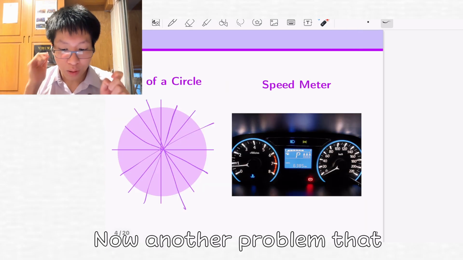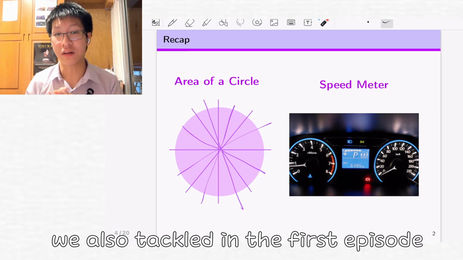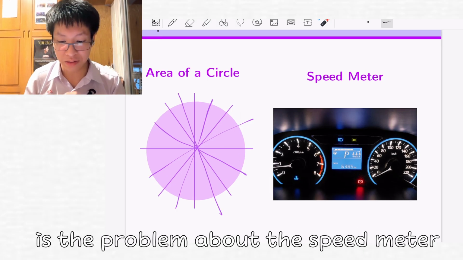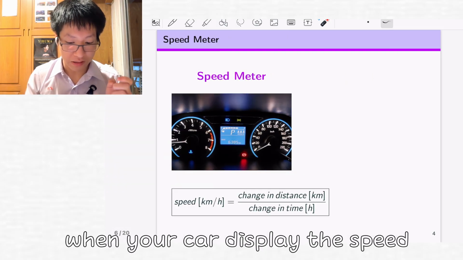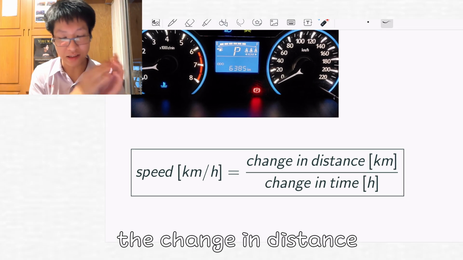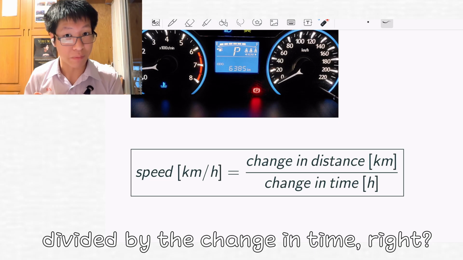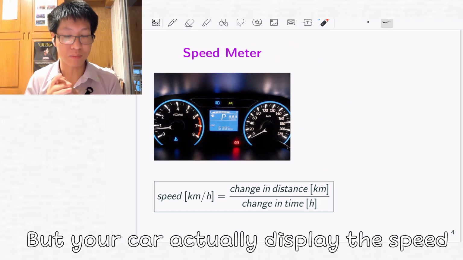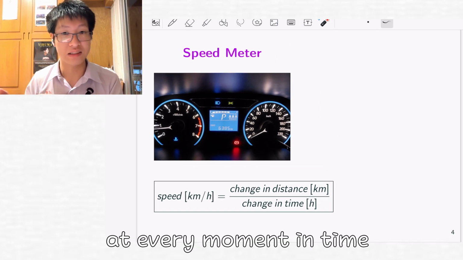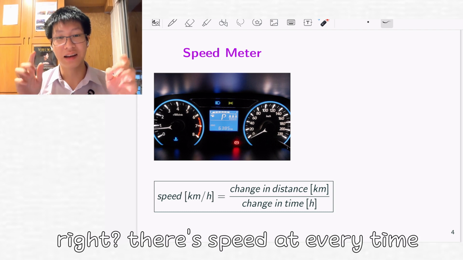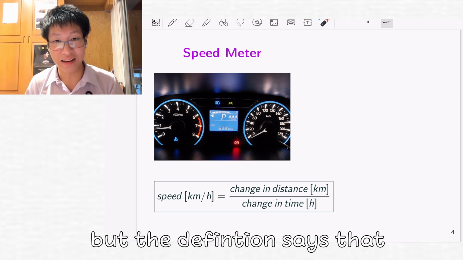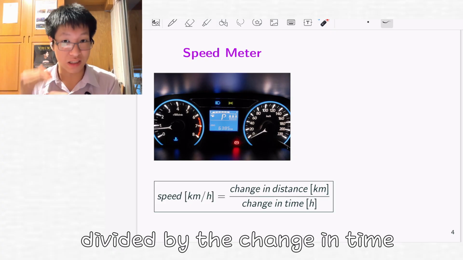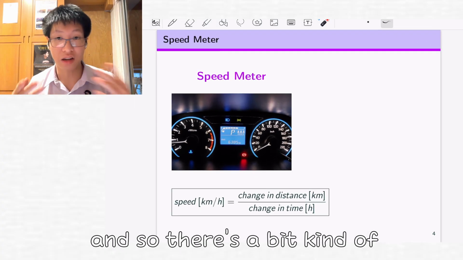Now, another problem that we also tackled in the first episode is the problem about the speed meter. When your car displays the speed, the definition of speed is the change in distance divided by the change in time, right? But your car actually displays the speed at every moment in time. Just look at it when you drive your car, right? There's a speed at every time, but the definition says that it has to be change in distance divided by the change in time. And so there's a bit of a contradiction here.